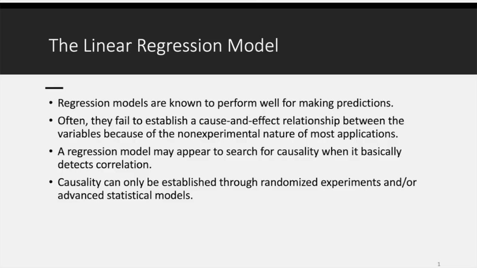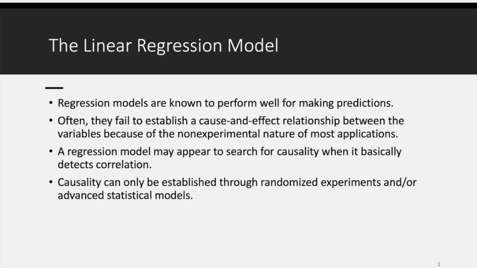Regression models are known to perform well for making predictions, but we have to be careful here. Sometimes, however, they fail to establish a cause and effect relationship between the variables because of the largely non-experimental nature of most applications. Most applications are not experimental. And the regression model that we're going to build may appear to search for causality, but it detects correlation. Again, correlation, not causality.